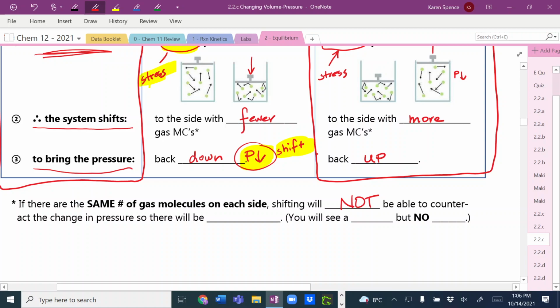Where did that come from? That one. No shift. And you will see a stress, but no shift. So you will see a vertical spike, but no curve. Okie dokie.